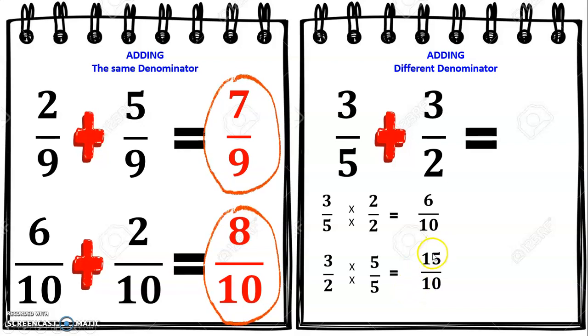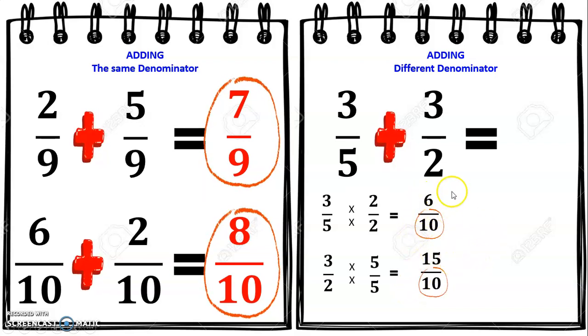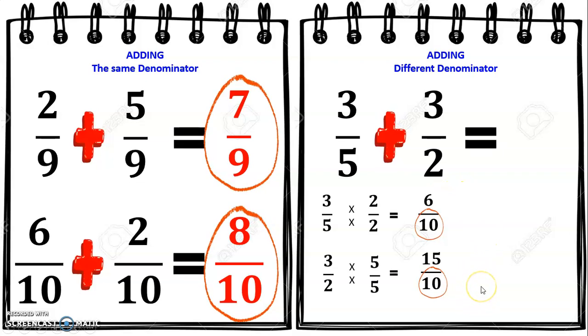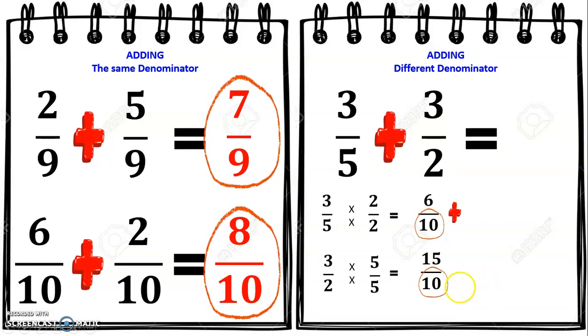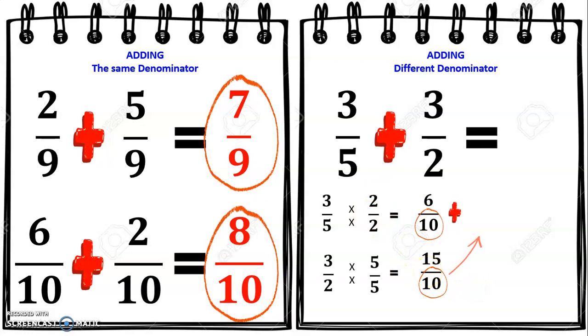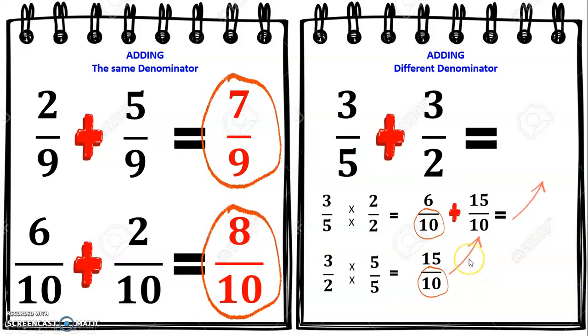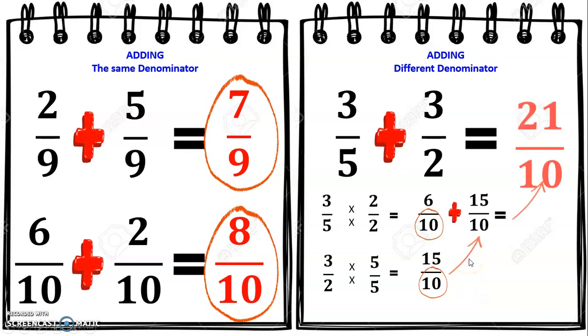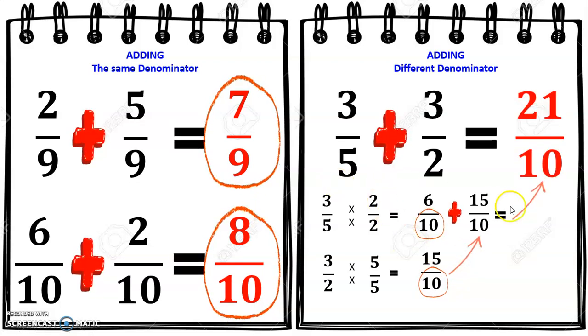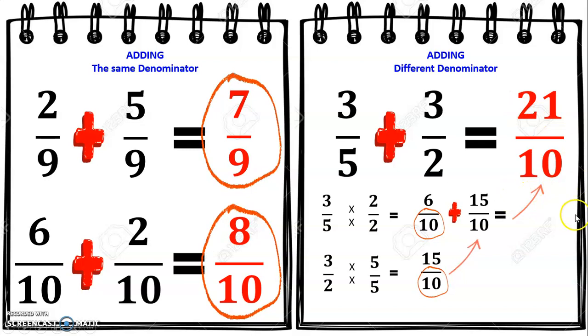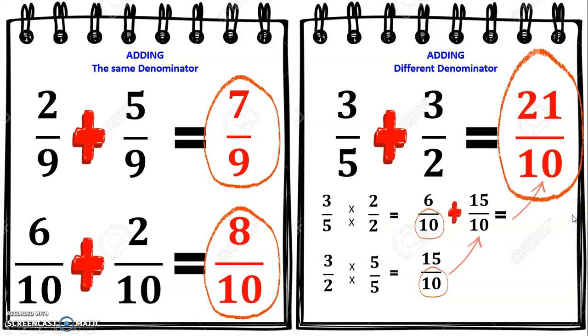Now you can see, kids, we have the same denominator, which is 10. The next step is to add both of them, because they now have the same denominator. So 6 plus 15 is equal to 21. Always keep the denominator the same, which is 10. So 3 over 5 plus 3 over 2 is equal to 21 over 10. That is the correct answer.